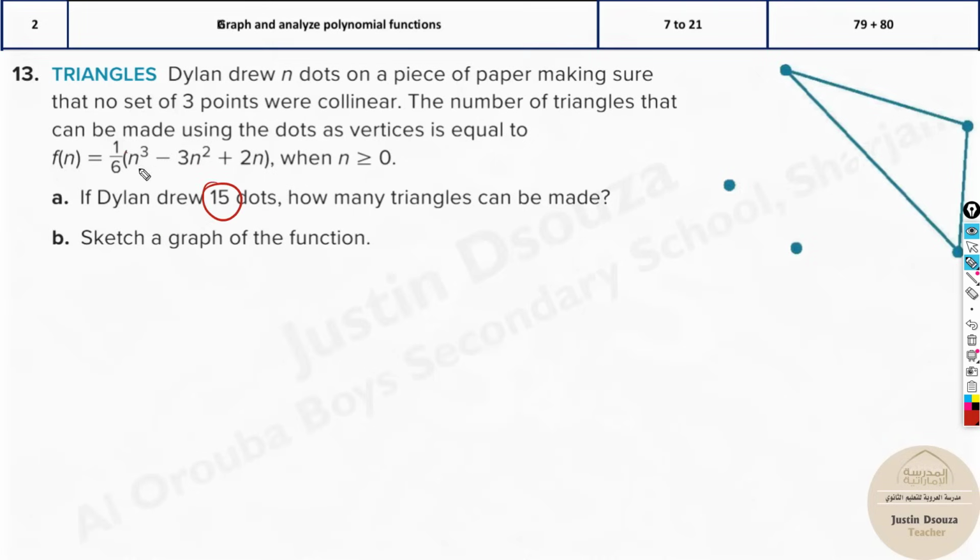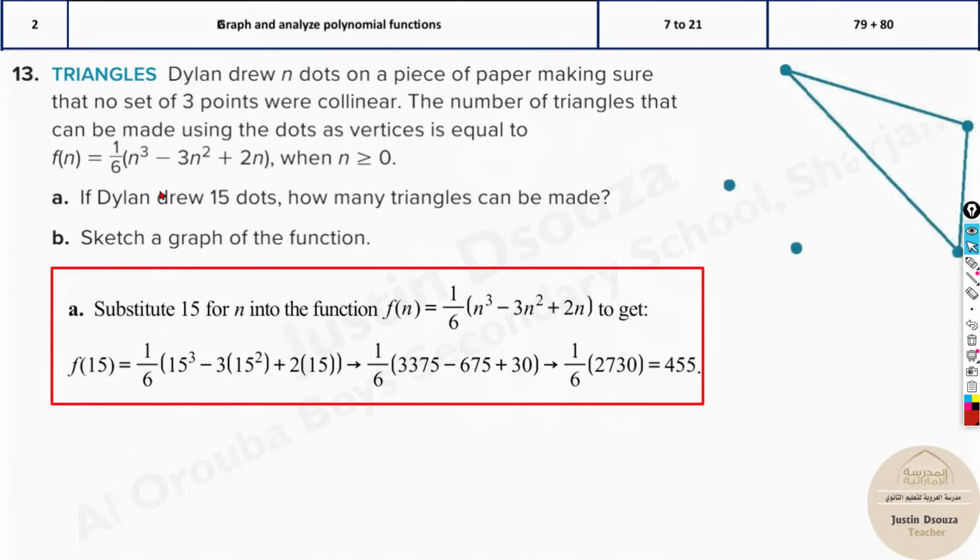Now here this n means number of dots, right? So you've got 15 dots. Just substitute n, so you can see how many triangles can be made. Just substitute over here and solve it up. Look over here, instead of n, you're substituting 15 because they asked for 15. The answer is 455. How do you solve it? You can just put this in the calculator.